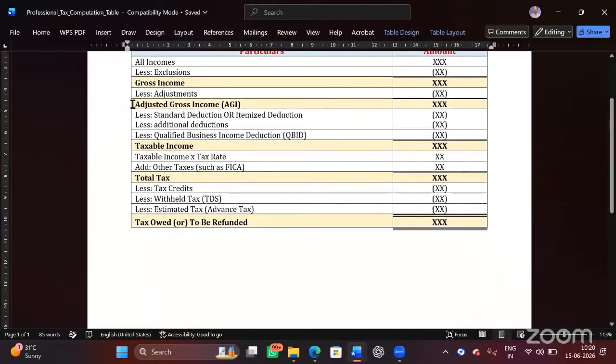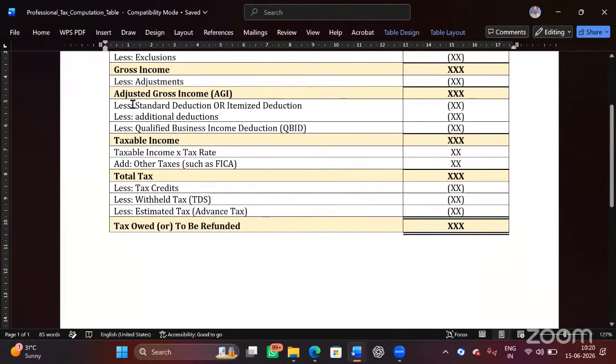From total tax after deducting the tax credit, and one more item, withheld tax. According to the Indian context, it is nothing but tax deducted at source, TDS, technically called withholding tax. And one more deduction, advance tax. It is, according to IRS, estimated tax. All these items are to be deducted.